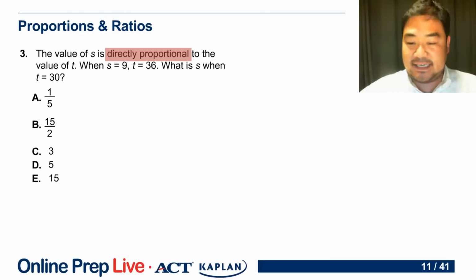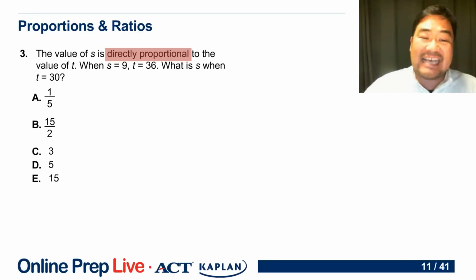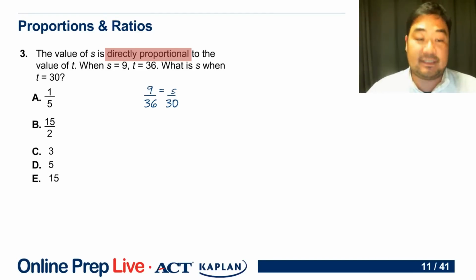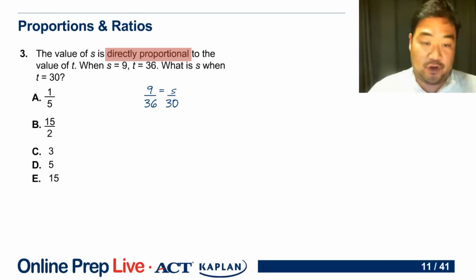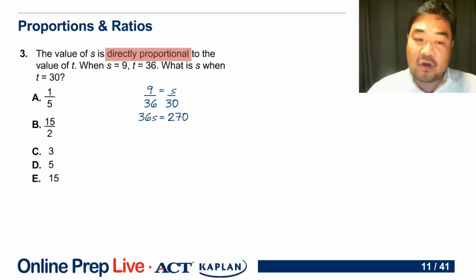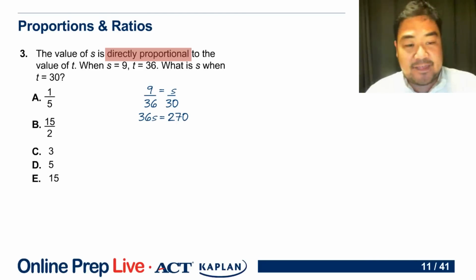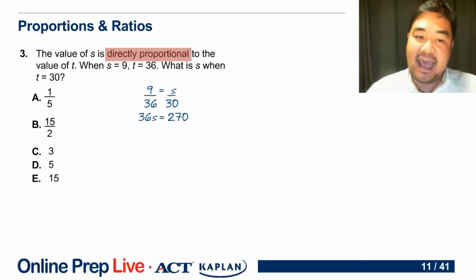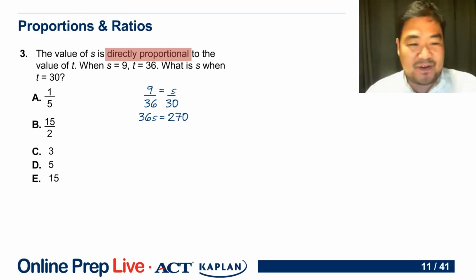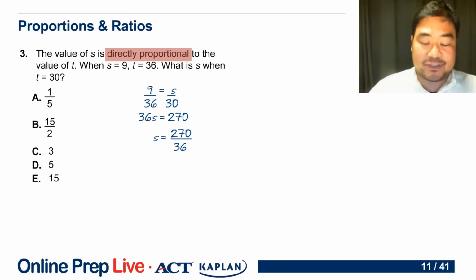What do we do with the S and the T here? When it says S is directly proportional to T, it means we're going to set up that ratio of S over T. Good. So now S is equal to 9, T is equal to 36. So we're going to set 9 over 36 equal to S over 30. And then, remember, we can cross multiply to get 36S equal to 270. And then our last step, folks, divide both sides by 36. S is equal to 270 over 36.